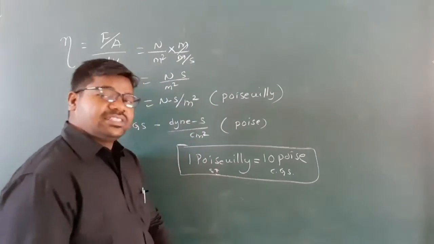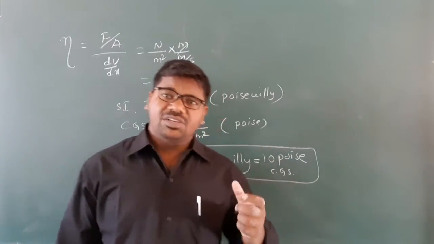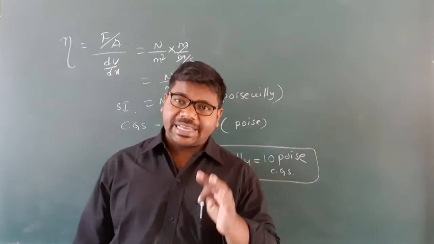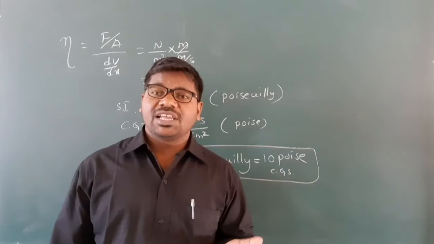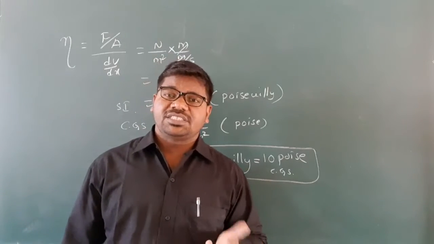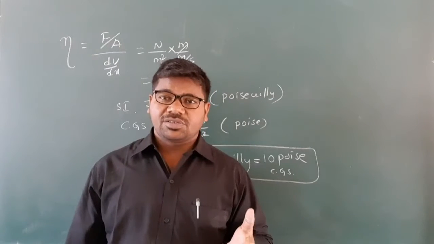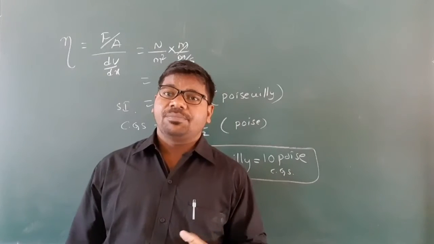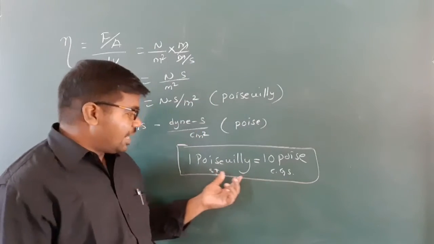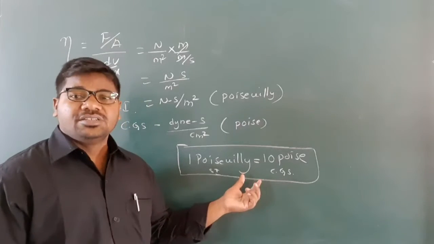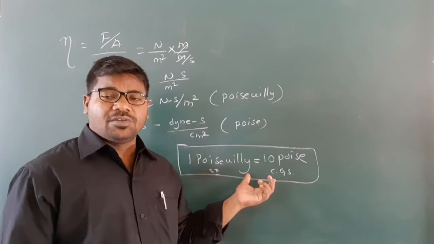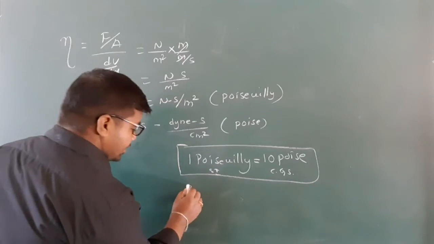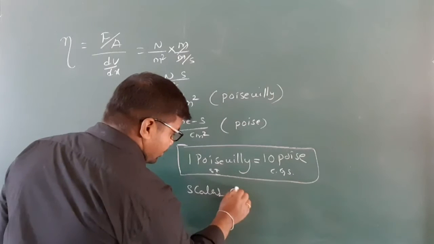Okay, understand my children? So this is the SI unit of coefficient of viscosity: Newton second per meter square, poiseuille. Coming to the CGS system, dyne second per centimeter square, we can say poise. 1 poiseuille is equal to 10 poise. So this is the conversion. It is a scalar quantity.